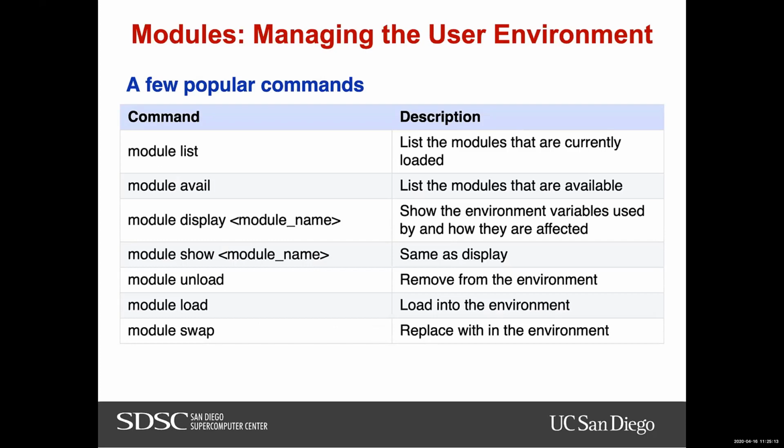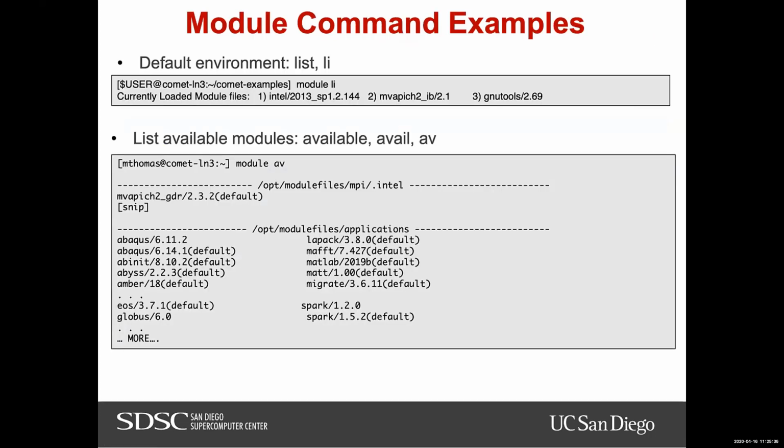So popular commands: list, available, display information, show information about a module. These are the same. Unload a module. Let's say you loaded the wrong Intel compiler in. You unload the bad one, the one you don't need, and load in a module that you do need with the module load command, or you can swap environments. I'll show you an example of writing your own module building script, which I find convenient.